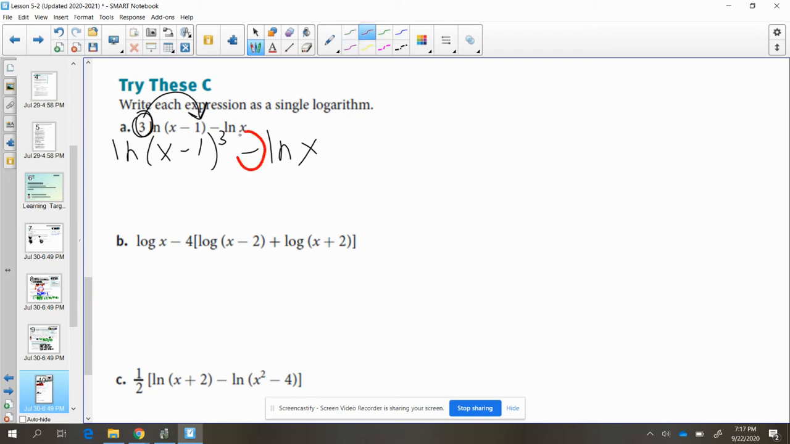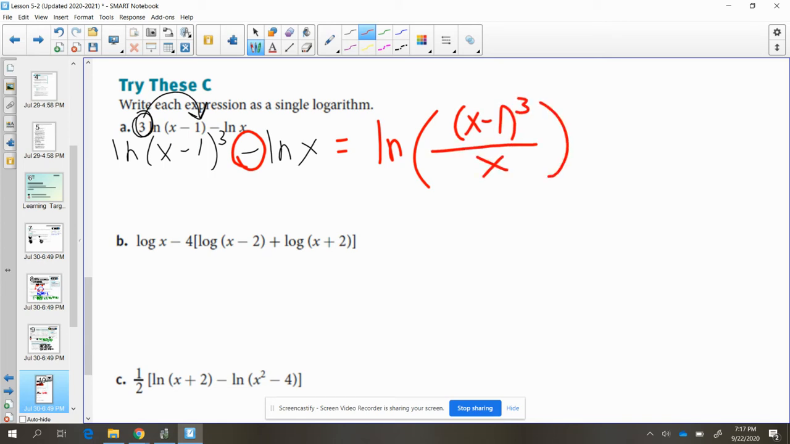And then we have this subtraction, which we can rewrite as division. So we have the (x minus 1) to the third power divided by x. Okay, and that's as simplified as that one is going to get, so we can leave it there. You don't have to factor out the trinomial or anything on that, nothing crazy there.